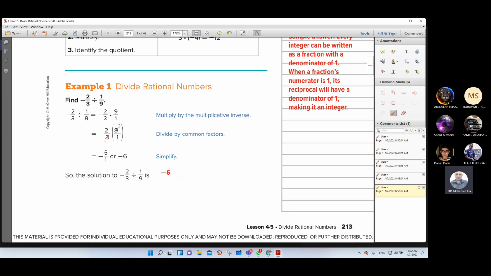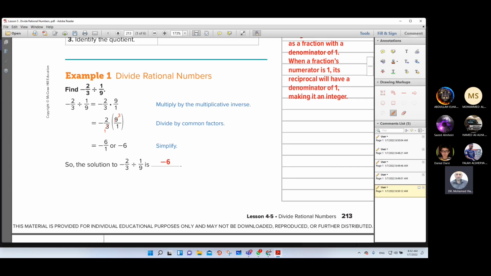How to multiply two fractions? You can multiply numerator by numerator and denominator by denominator. But here you can simplify before you find the product. You can simplify 9 with 3. 3 divided by 3 will be 1, and 9 divided by 3 will be 3. So the top remains negative 2 times 3, which will be negative 6, and the bottom 1 times 1 will be 1. So the answer will be negative 6. It means the solution to negative 2 over 3 divided by 1 over 9 is negative 6.